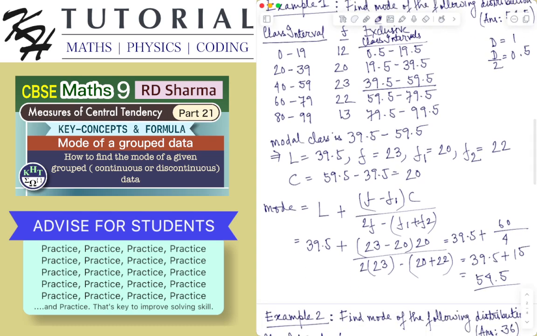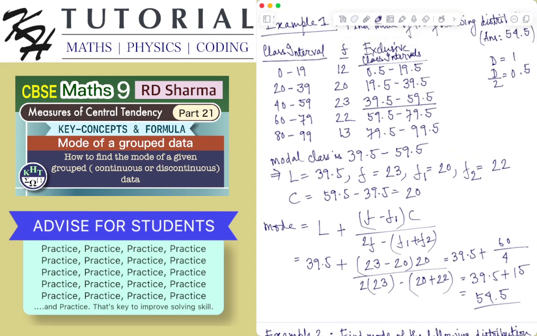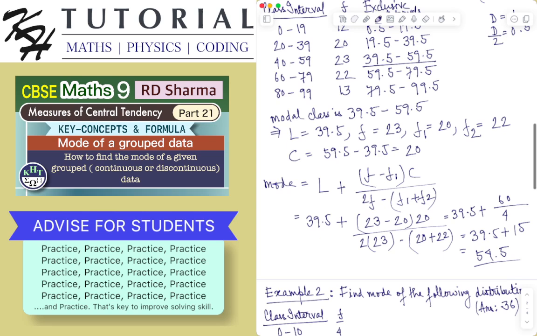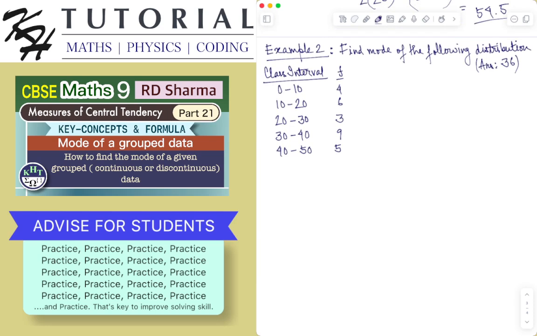Okay, let's see the next problem. In the previous problem, the given class intervals were discontinuous or inclusive. Now let's see the next problem. Find the mode of the following distribution. In this example, the class intervals are all continuous. That is, the upper limit of each class is equal to the lower limit of the next class. So we do not need to create the exclusive class intervals, because the given class intervals are already in exclusive or continuous form.